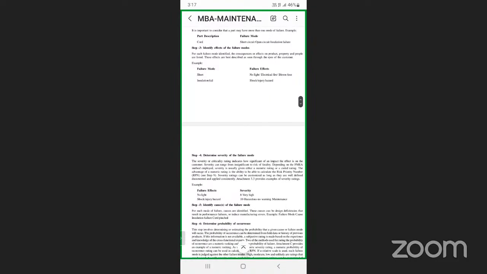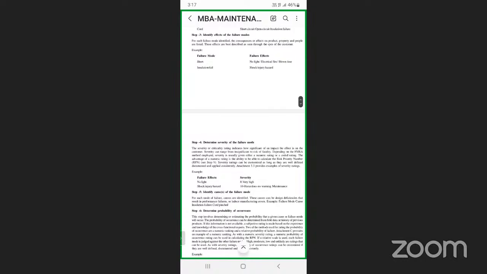Step 4, we are talking of the severity of the failure mode. How severe is it? Is it too hazardous, or is the effect very moderate? Is the effect very light in nature? We are calculating the severity of the failure mode in terms of the risk priority number.